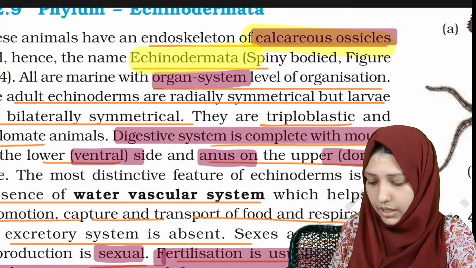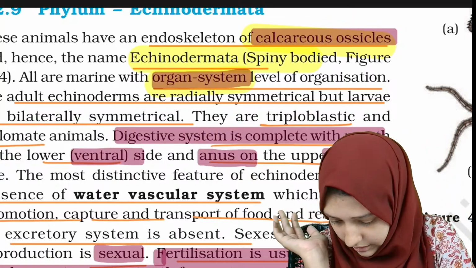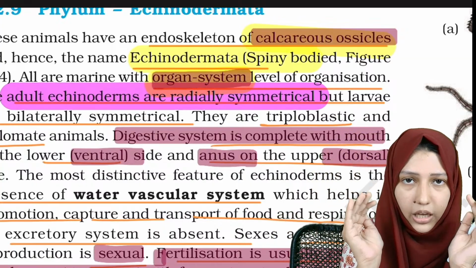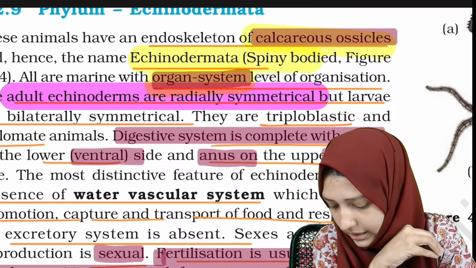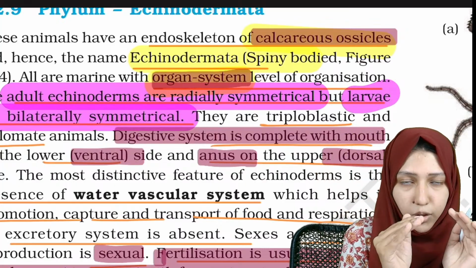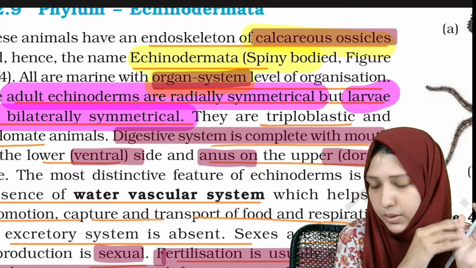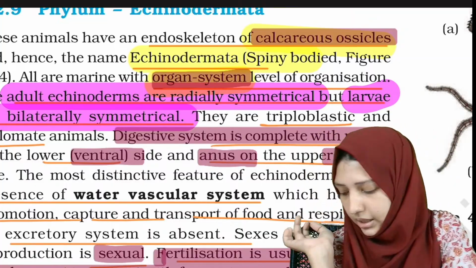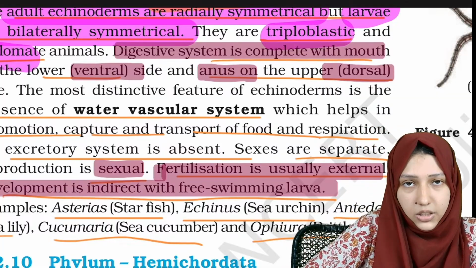They are organ system level of classification, and there is one main point that you have to notice: the adult echinoderms have radial symmetry. The adult form of Echinodermata has radial symmetry, whereas the larval form has bilateral symmetry. Clear? They are triploblastic and coelomate. Now coming to the digestive system, it is complete.